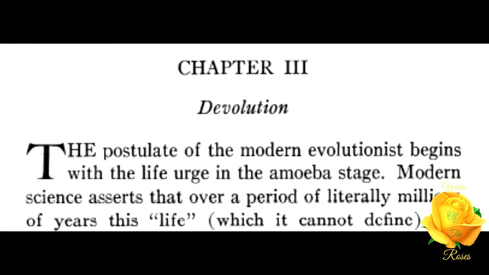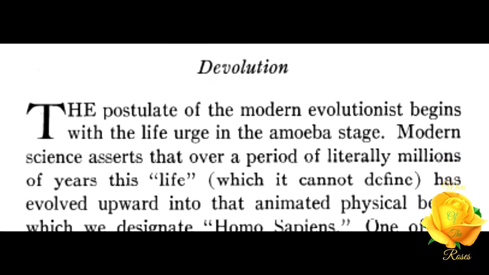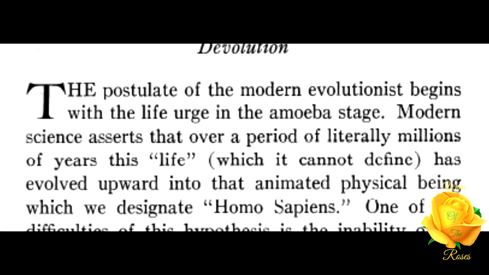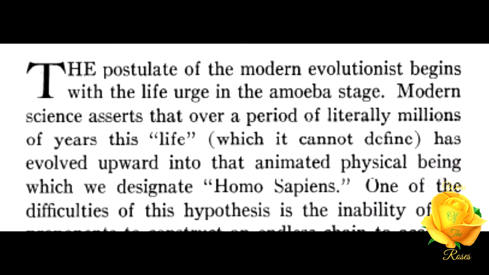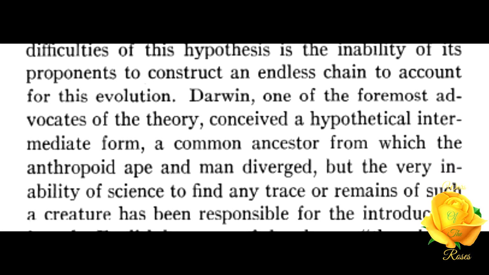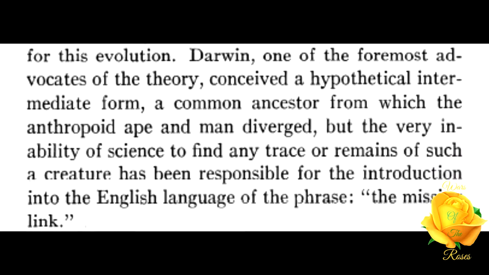Chapter 3, Devolution. The postulate of the modern evolutionist begins with the life urge in the amoeba stage. Modern science asserts that over a period of literally millions of years, this life, which it cannot define, has evolved upward into that animated physical being which we designate Homo sapiens. One of the difficulties of this hypothesis is the inability of its proponents to construct an endless chain to account for this evolution. Darwin, one of the foremost advocates of the theory, conceived a hypothetical intermediate form, a common ancestor from which the anthropoid ape and man diverged.